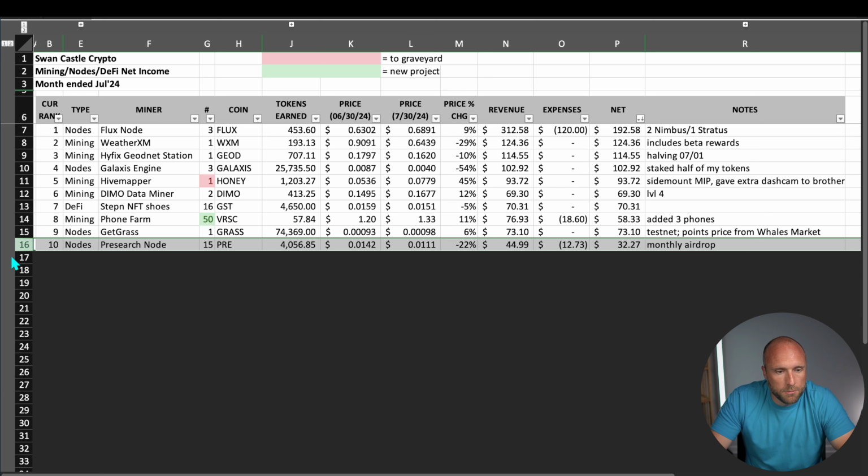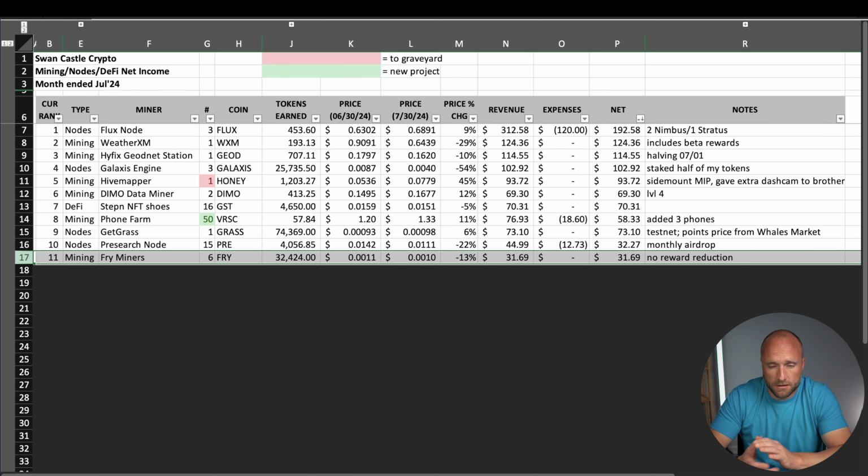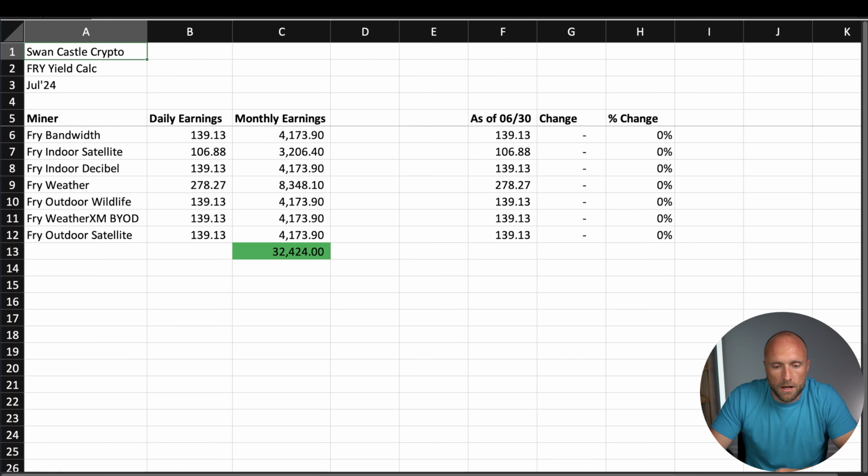Number 11 has also been a disappointing project lately, and those are my Fry miners, making $31 for the month. I have 6 different Fry miners. You can see them listed here. Here's my daily earnings. The good thing this month is we didn't see any reduction in rewards. Last month we saw some reductions.